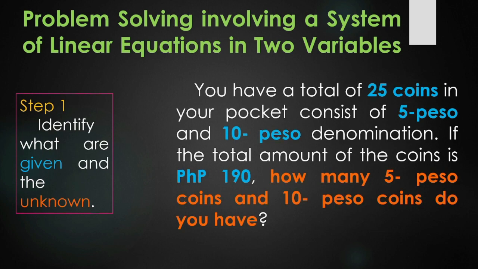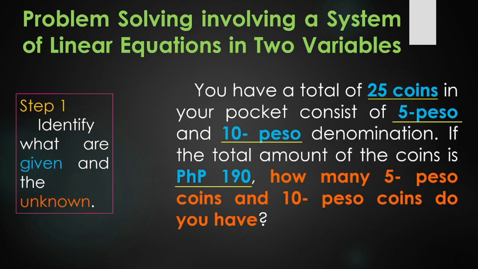Again, let's have the problem. You have a total of 25 coins in your pocket, consisting of 5 peso and 10 peso denominations. If the total amount of the coins is 190 pesos, how many 5 peso coins and 10 peso coins do you have? The givens are 25 coins, 5 peso, 10 peso, and 190 pesos.